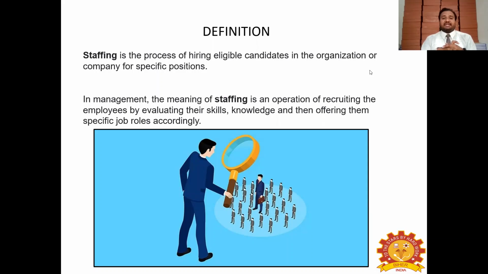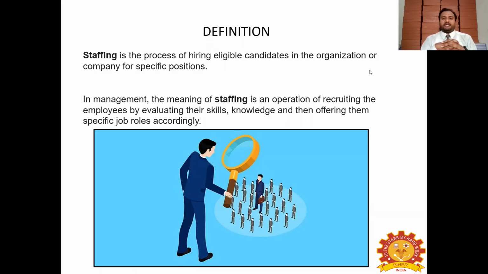Right? So I need to select an eligible candidate for different positions, because to run a company, to run a business organization, which is an Agri-based organization, I need to have different works to be done, right? For each work there are different departments, and for each department there are n number of positions to be filled. So based on the position to be filled, I have to hire people on hire basis, right? So in management, staffing is an operation of recruiting employees by evaluating their skills and knowledge, and then offering them specific job roles accordingly.